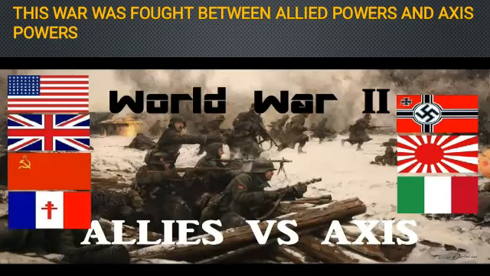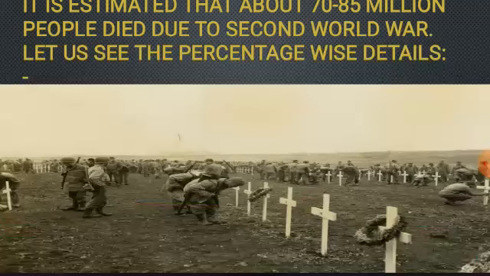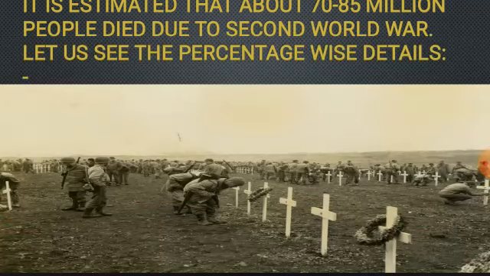This war was fought between two groups, the Allied powers and the Axis powers. The Axis powers were Japan, Italy, and Germany. And in the Allied powers, there were France, America, Britain, and the Soviet Union. My dear students, it's estimated that about 85 million people died due to the Second World War. Let us see the percentage-wise details.